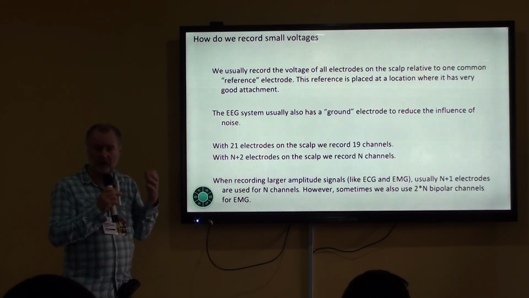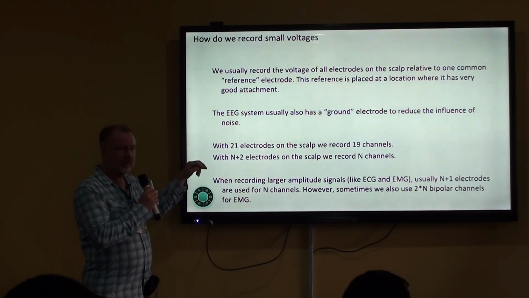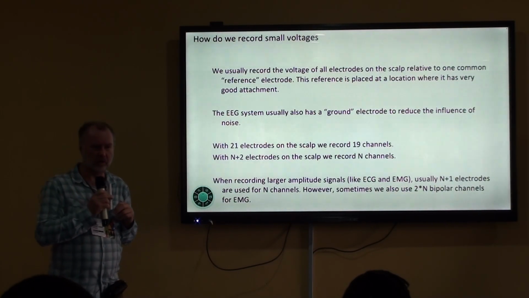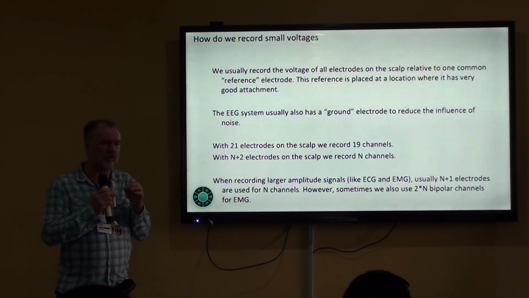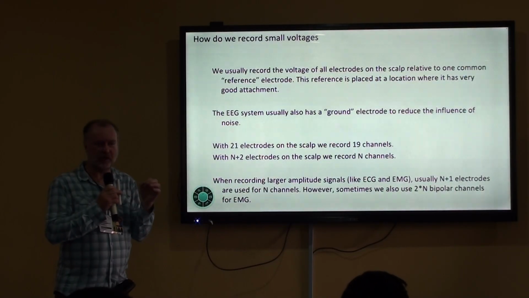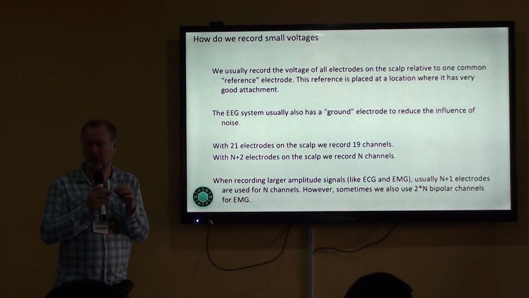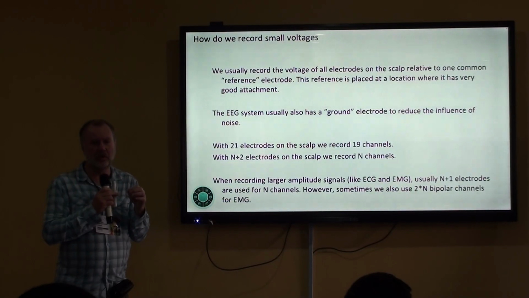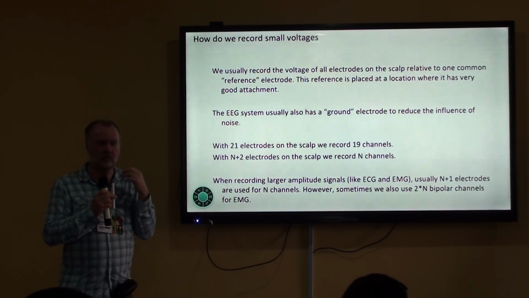And that also means that in general, with most EEG amplifiers, with n+2 electrodes on the scalp, we record n channels. The reference electrode is important because that influences all the voltages. The ground electrode is in principle something that we can forget during the analysis. It only serves to suppress the noise. But if the ground electrode is not properly attached to the scalp, then the data is going to be noisy. So that's why the ground electrode is also often placed somewhere on the head where it has good attachment.